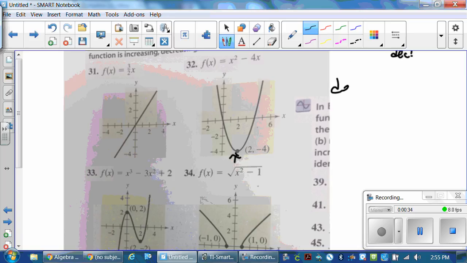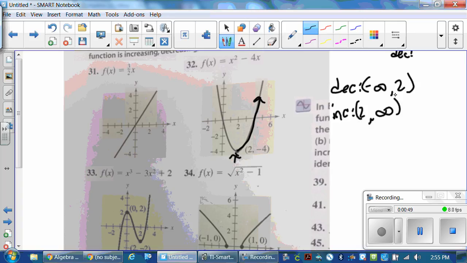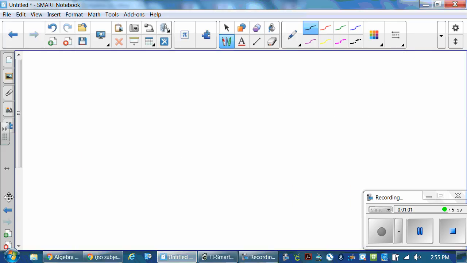Again, decreasing from negative infinity to 2, and then increasing, my y values are going up as I move from 2 to infinity. And increasing, decreasing, constant always gets parentheses, no brackets, because it's over an interval. It's increasing between 2 and infinity, not at 2. It's not increasing at a point. It's increasing over an interval.